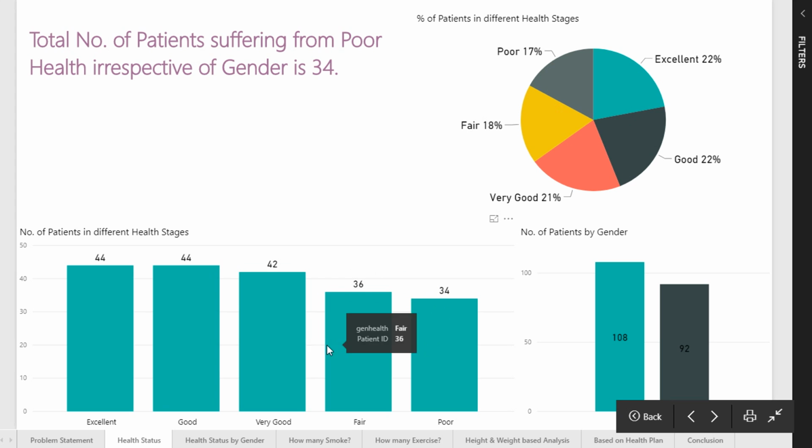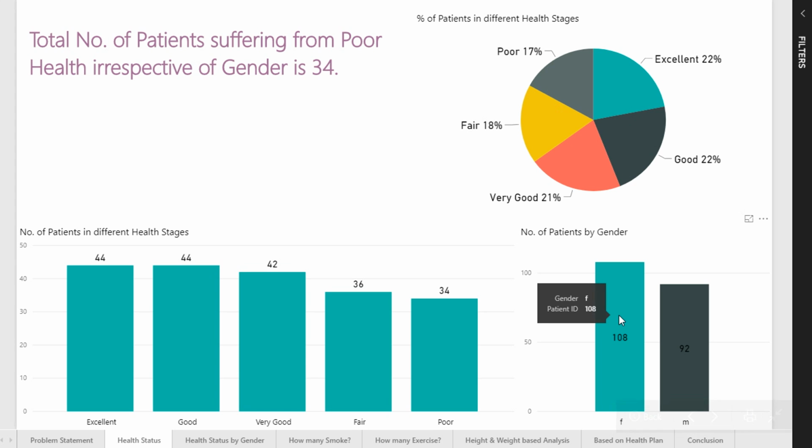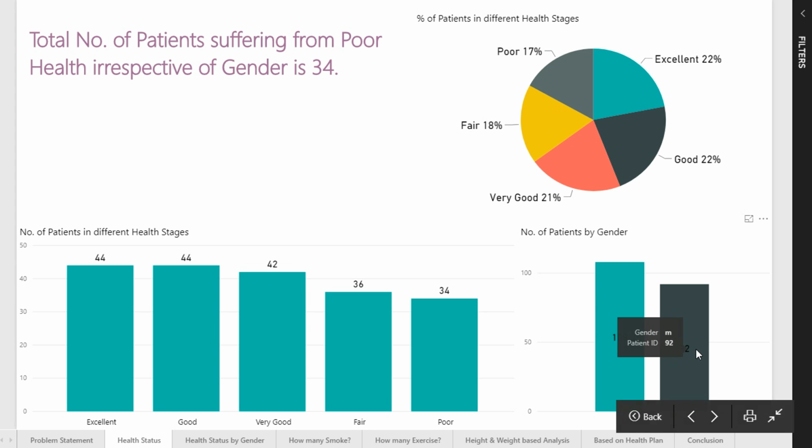This can also give me information about the number of patients in various other health stages. This graph gives me the total number of patients split by gender. I can see from this graph that I have 108 female patients and 92 male patients. So the insight that we get from this page is the total number of patients suffering from poor health irrespective of gender is 34. Let's go to the next slide.